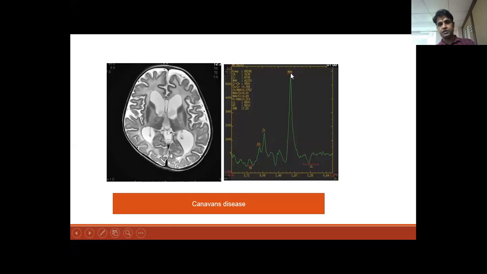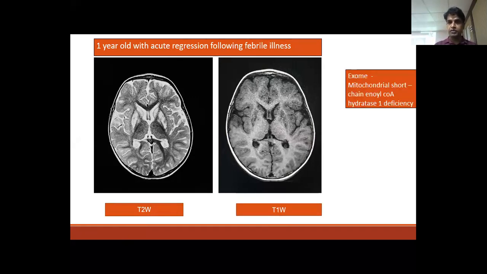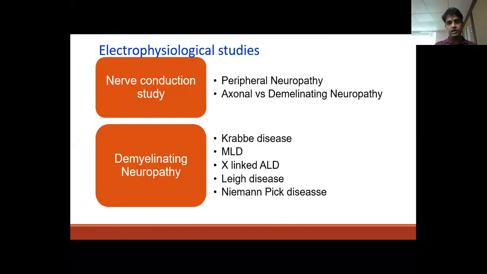this characteristic NAA peak in the MR spectrum. And again, this is a child presented with acute regression following a febrile illness, and the MRI shows globus pallidus and putamen hyperintensity, basal ganglia hyperintensity, which is usually suggestive of a mitochondrial disorder. There could be other differentials as well. On further testing, clinical exam, mitochondrial short chain enoyl-CoA hydratase 1 deficiency was found, which is one of the enzymes in that pathway. So now, what are the other investigation aids?